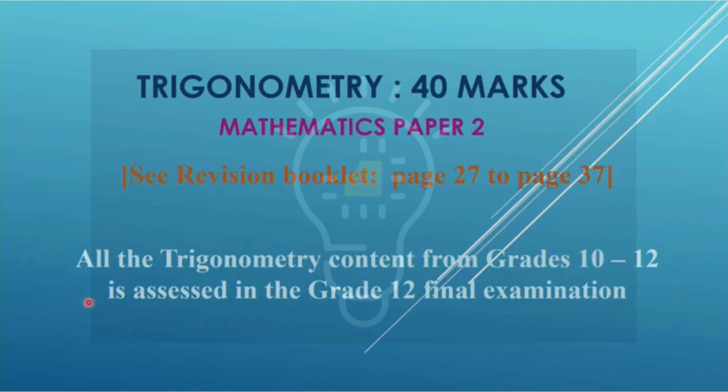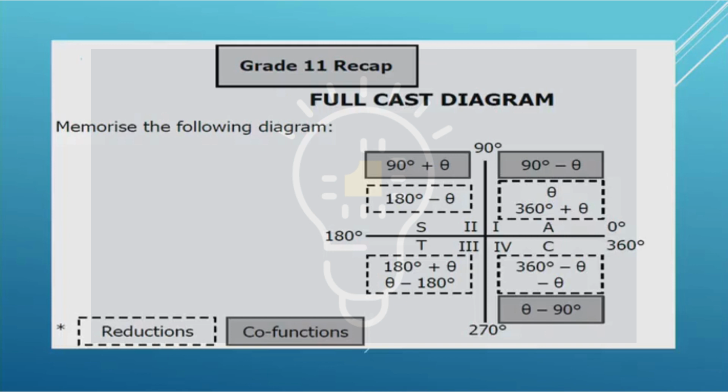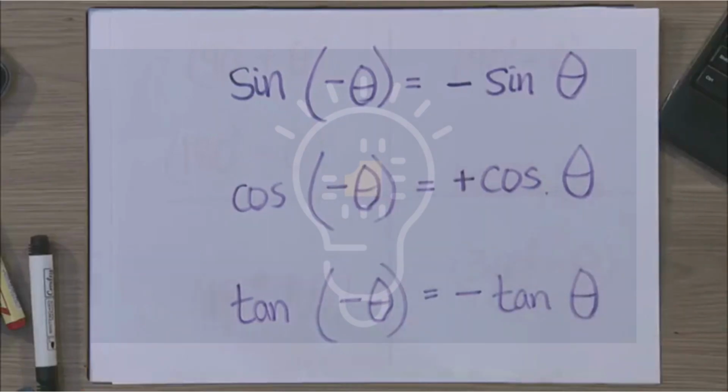Also, do take note that all trigonometry content from grades 10 through to 12 will be assessed in the grade 12 final examination. If we do a brief recap in connection with our grade 11 work, you've worked with the CAST diagram and the various functions in connection with the Cartesian plane. We're going to talk about that in a moment. If we focus on some of the main points here, I'd invite you just to have a look at what we see. Firstly, let's talk about negative angles.